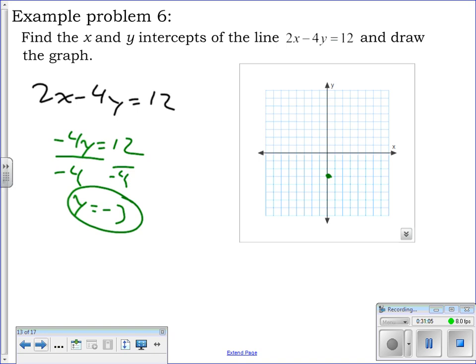Find the x-intercept. Let y equal 0. I get 2x equals 12. So divide, not subtract 2, divide by 2. X equals 6. X-intercept, dot on 6. 1, 2, 3, 4, 5, 6. X-intercept, y-intercept. And draw a line through those 2 points.